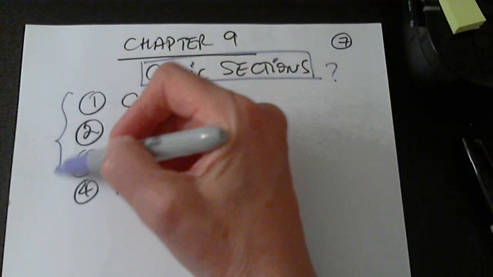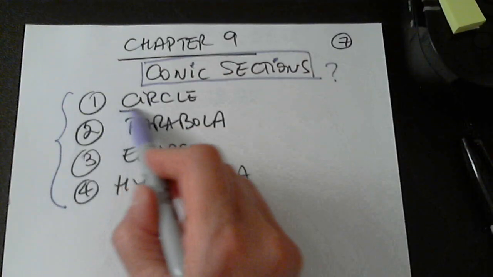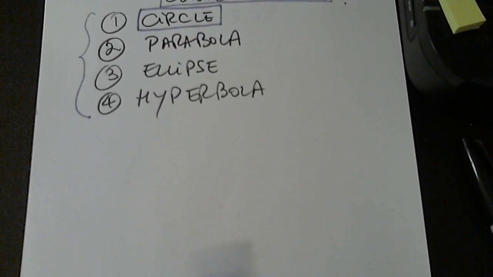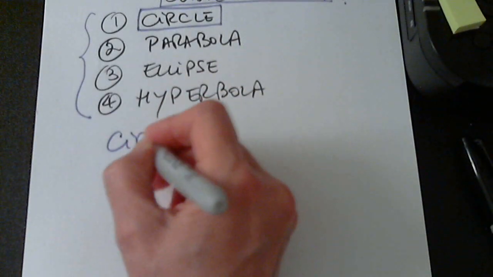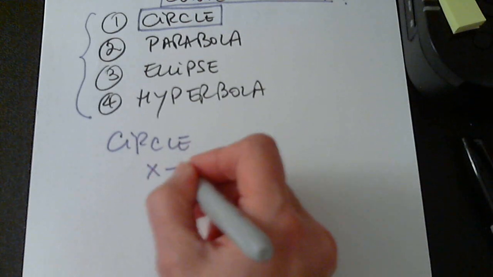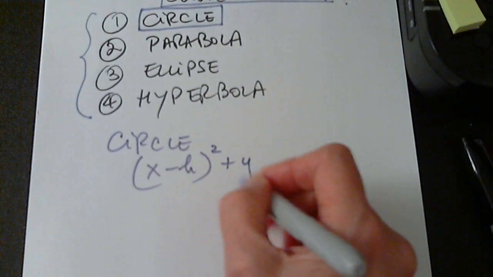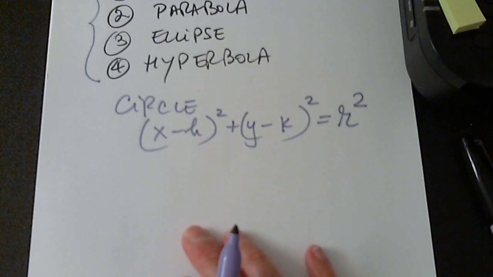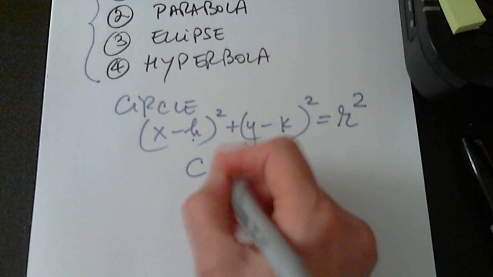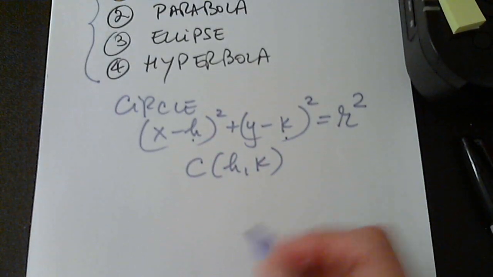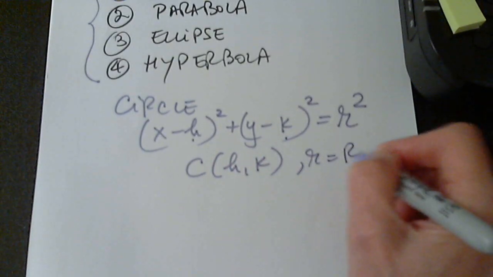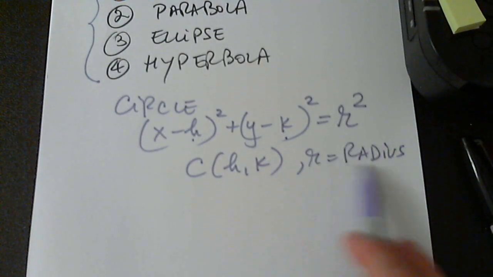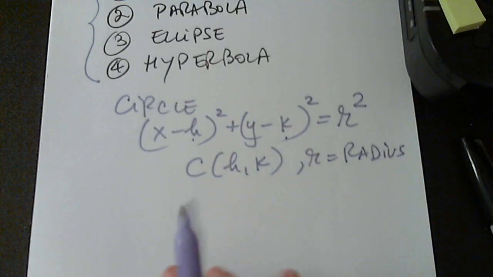And we have 4 conic sections. We already discussed the circle before. So let me just remind you, refresh your memory on the equation of the circle. So circle, x minus h everything squared plus y minus k everything squared equals r squared, where these are the coordinates of the center and this is the radius. Not the squared, just r is the radius. So this was done a long time ago.